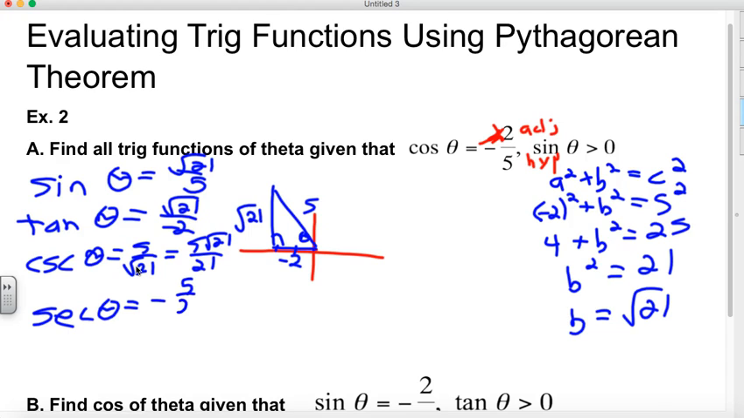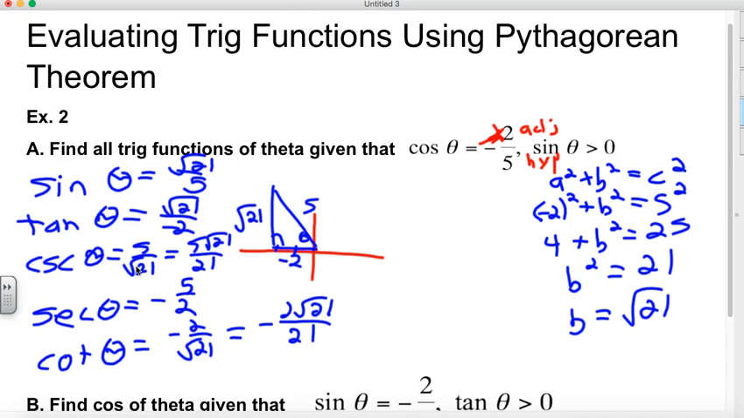How did you find tangent? Tangent, I did opposite, square root of 21, over adjacent, -2. Make sense? And then to find cotangent, you just flip tangent, so it's -2 over square root of 21. Then I move the square root to the top, so it's -2 square root of 21 over 21. The 21 won't reduce with 2, so that's your cotangent. So there's all the other ones. I already knew cosine.